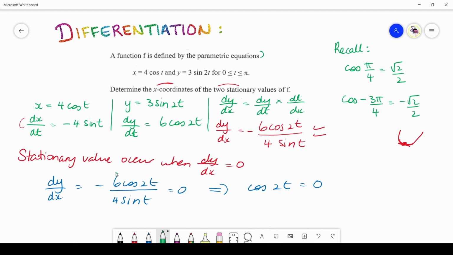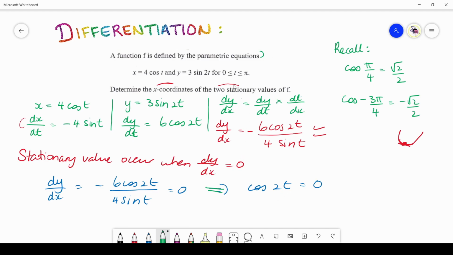And then I would have taken this negative 6 and carried it across. 0 divided by negative 6 is still 0. So I ended up eliminating both my denominator and my negative 6 to get cos 2t on my left-hand side. Okay, so that's how I ended up getting this. And that being equal to 0, now all we have to do is solve for the values of t.